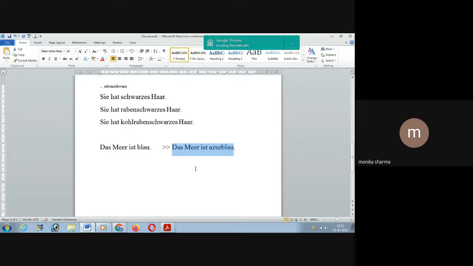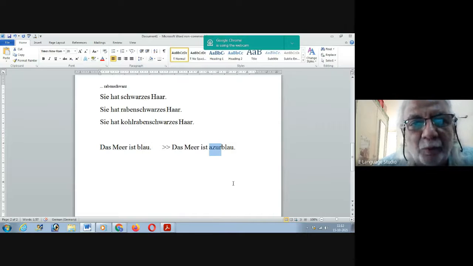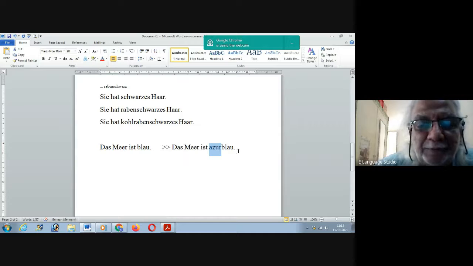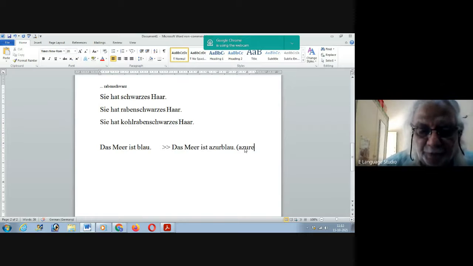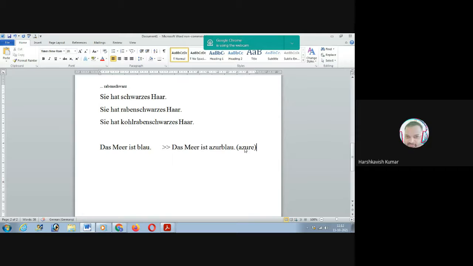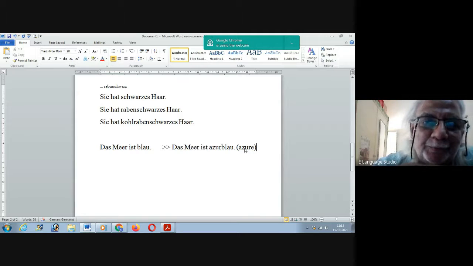So I've qualified blue by using something before it. I have not said blauer, the comparative, but I have used a new word before blau to qualify the blue. Azurblau. Do you know the word azure, what it means? Azure is a very, very clear blue.